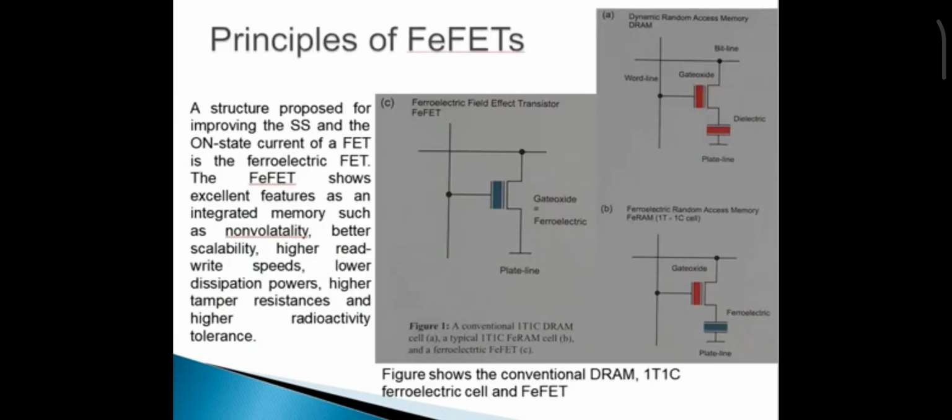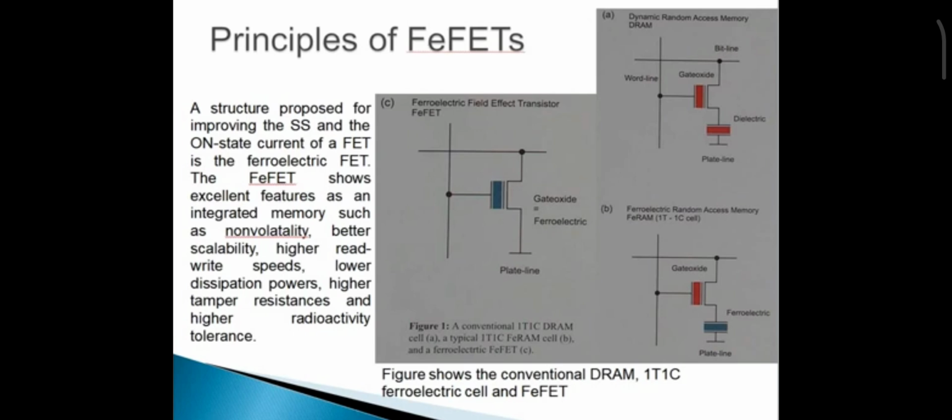A structure proposed for improving the subthreshold slope and the on-state current of a field effect transistor is the ferroelectric field effect transistor. The ferroelectric field effect transistor shows excellent features as an integrated memory, such as non-volatility, better scalability, higher read-write speeds, lower power dissipation, higher temperature resistance, and higher radiation tolerance.